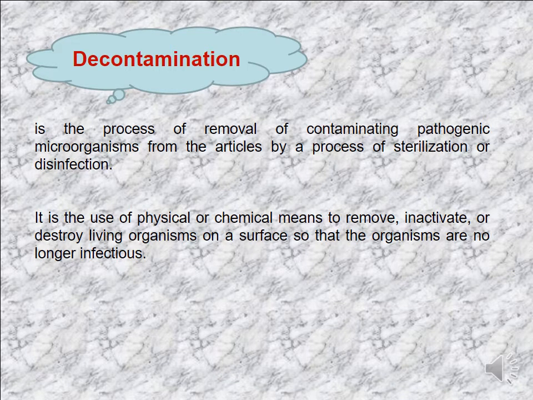The term decontamination. What does decontamination mean? The definition of this term is the process of removal of contaminating pathogenic microorganisms from the articles by the process of sterilization or disinfection. It is the use of physical or chemical means to remove, inactivate, or destroy living organisms on a surface so that the organisms are no longer infectious. We can use it for the instruments, for the skin, hand, mucosa, or any material that needs to be used for human beings.